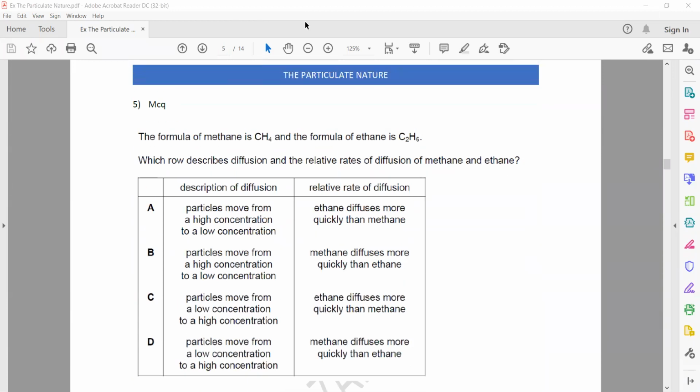Question 5. The mass for methane is 12 plus 4, that is 16, and for ethane, 12 multiplied by 2 is 24, plus 6, that is equal to 30. For question 5, what could be the right answer? The formulas of methane and ethane are given. Which row describes diffusion and relative rate of diffusion for methane and ethane?